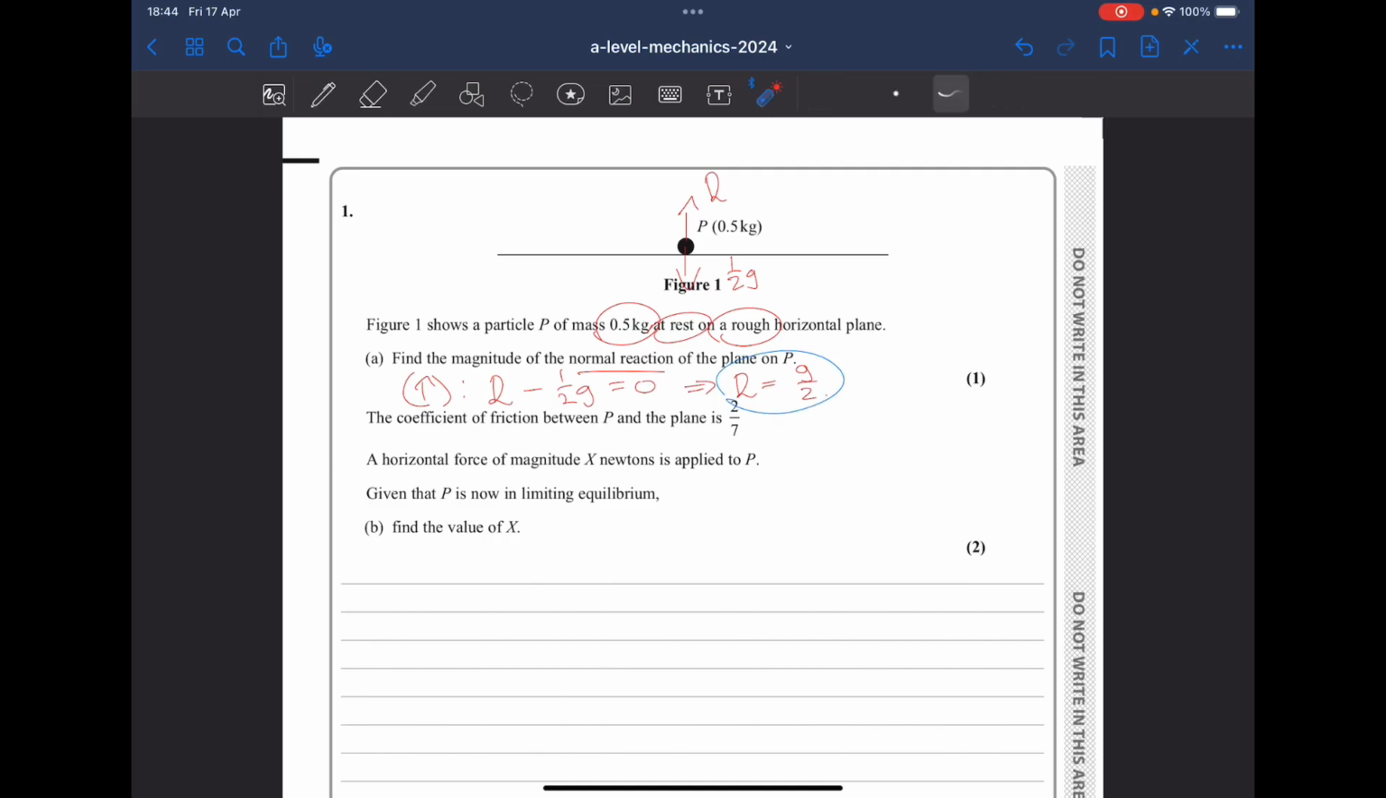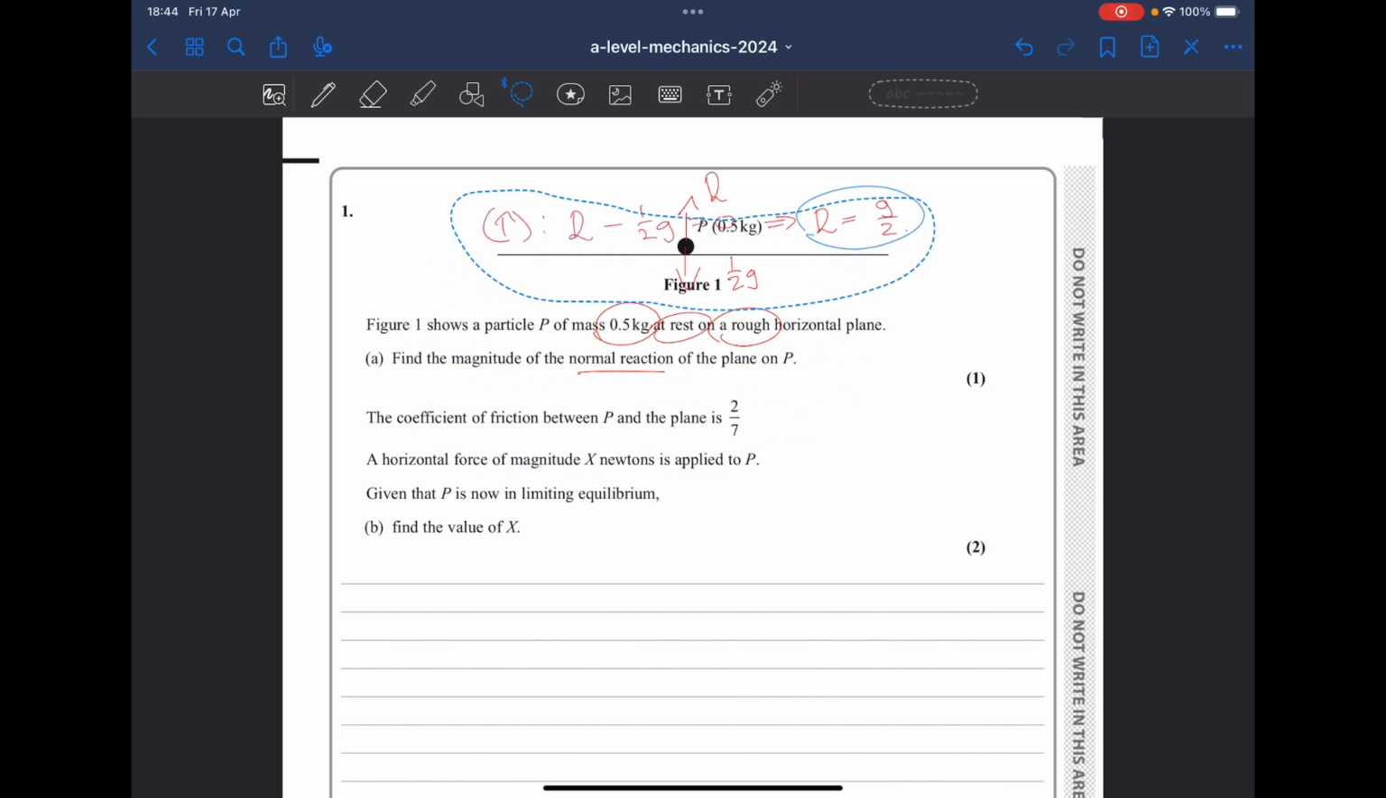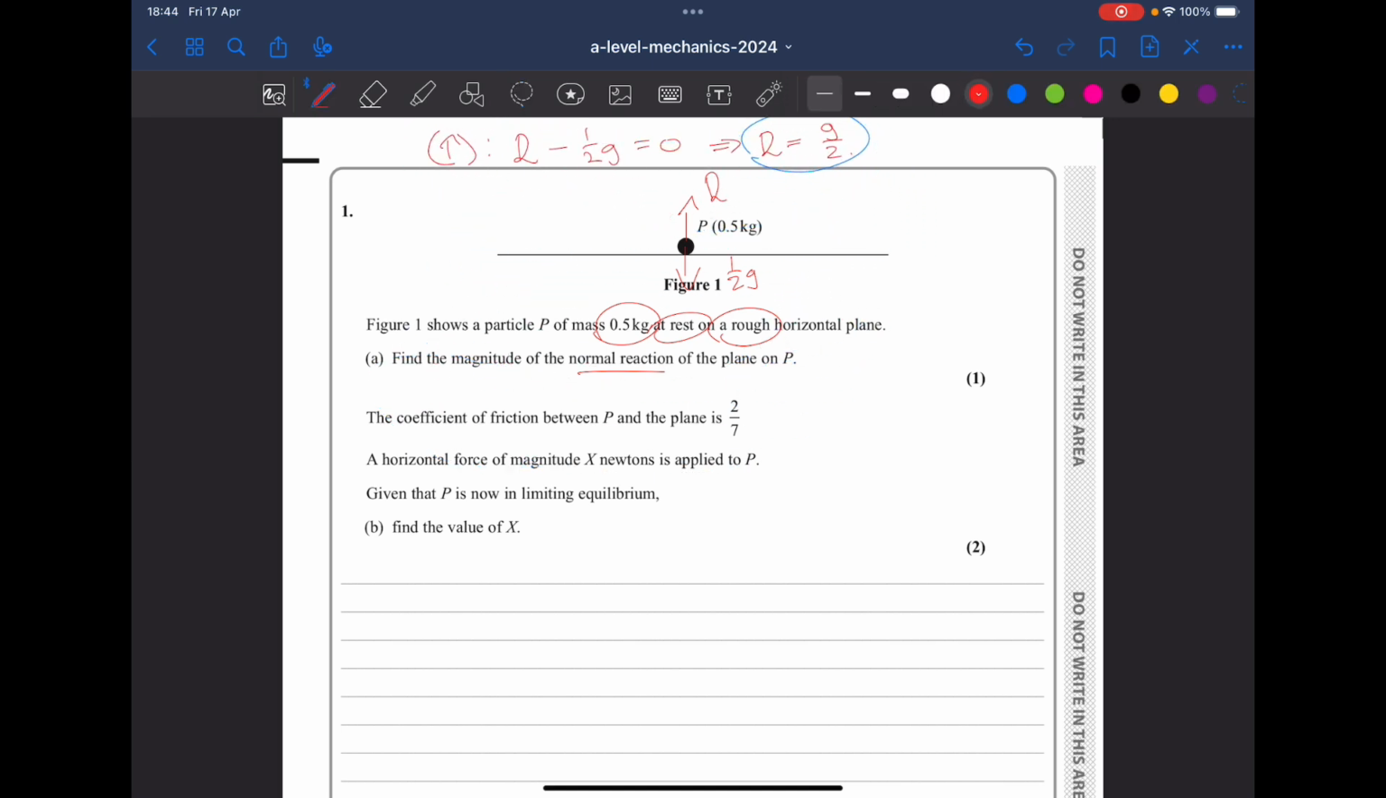Looking at the second part then, we now have the coefficient of friction is 2/7. I'm going to move this question out of the way, just to not have that over the top of us. So 2/7 for mu, and carrying on for the next bit, we're told that we have a horizontal force of X newtons. So let's just apply that to the right. If we did it to the left, it wouldn't make a difference. It's just a mirror image. So our friction should be acting to the left-hand side.